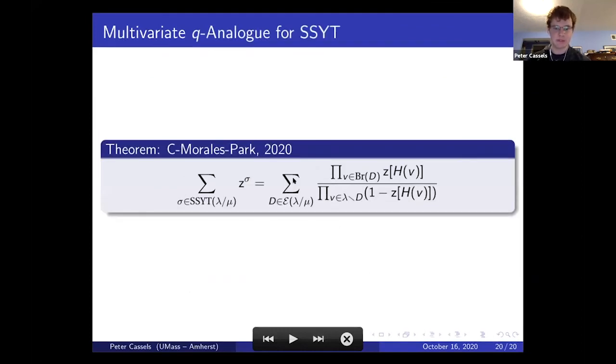And then the multivariate analog of the SSYT case is given by this formula, I guess more or less just counting out all the entries with the broken diagonals and then taking the total number of them.